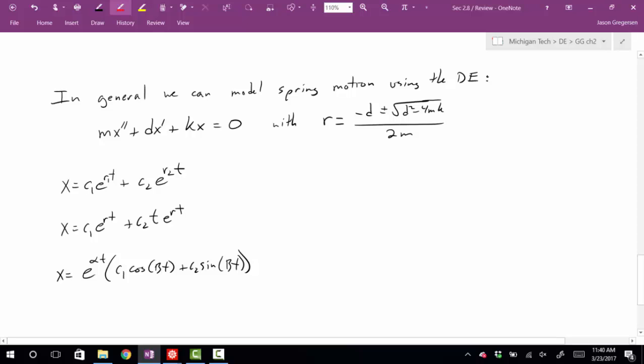If R is negative, then what does my solution say is going on with my object? Think about an example. If the solution was 2e to the negative 4t plus 6e to the negative 2t. As time gets big, what happens to x? Goes to 0, right? Because the e to the negative pieces go to 0.